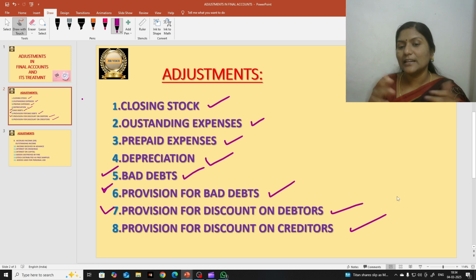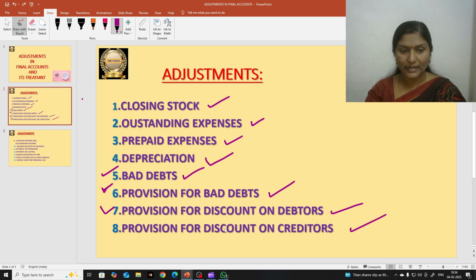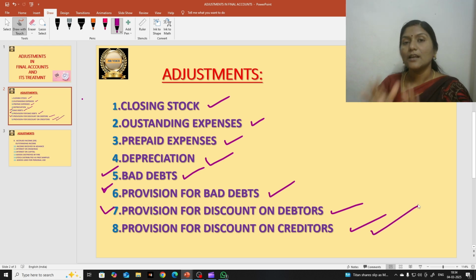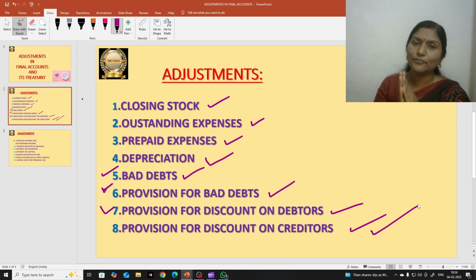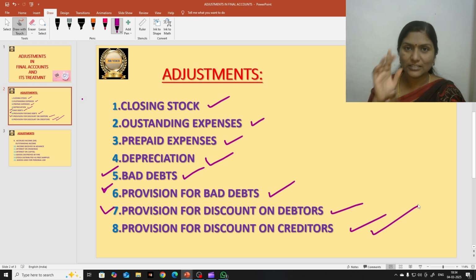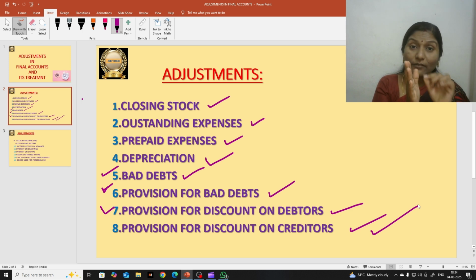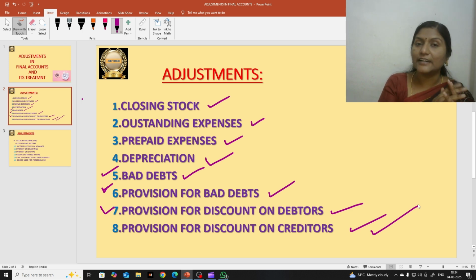Okay, hope this is clear, and I will repeat this once again. Provision for discount on creditors: in the profit and loss account credit side we record one time by provision for discount on creditors, and we put the amount in the amount column. That is the first time. Second time we record in the balance sheet on the liabilities side, but we deduct this item from creditors. Okay, so let us move to the next one.